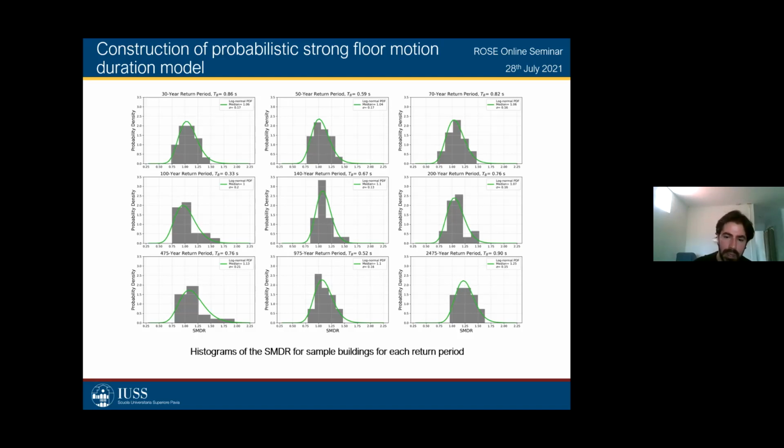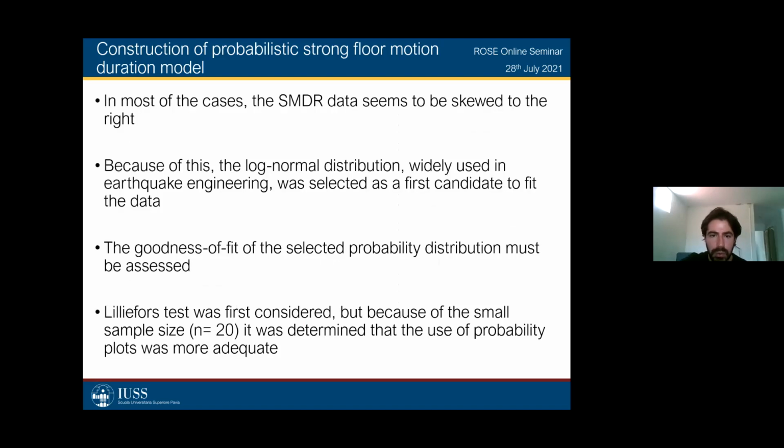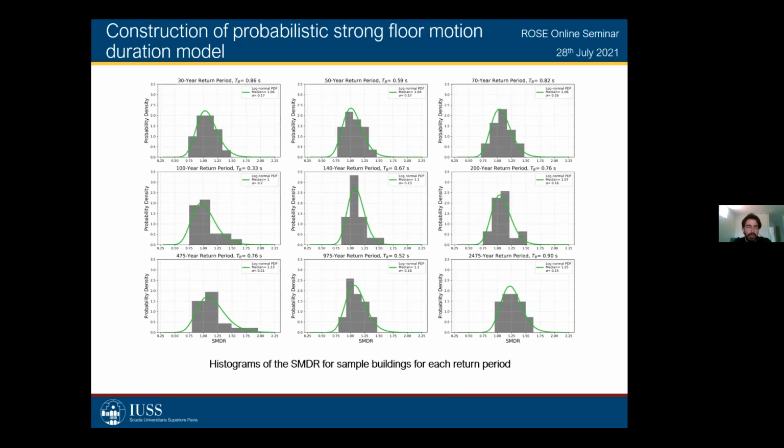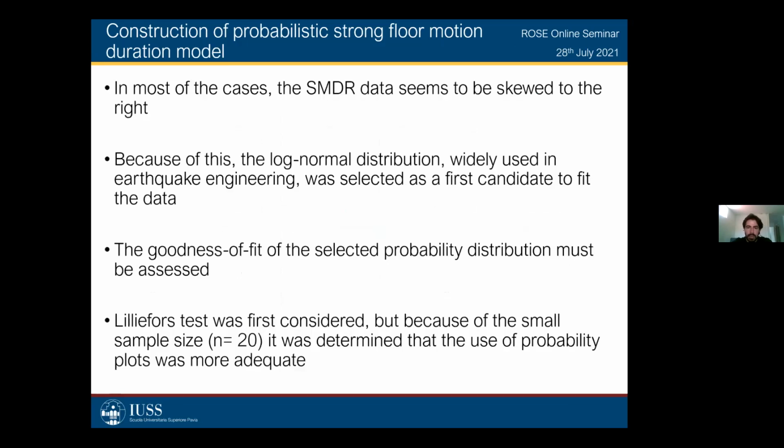From this data, there are two things that we can notice. First of all, it looks a bit skewed to the right, in most of the cases at least. Not in all of them, but in most. And also, of course, the values are positive because we're talking about the strong motion duration ratio. There cannot be negative values. And as many of you know, there is a very common probability distribution in earthquake engineering which has these two characteristics, and it's the log normal distribution.